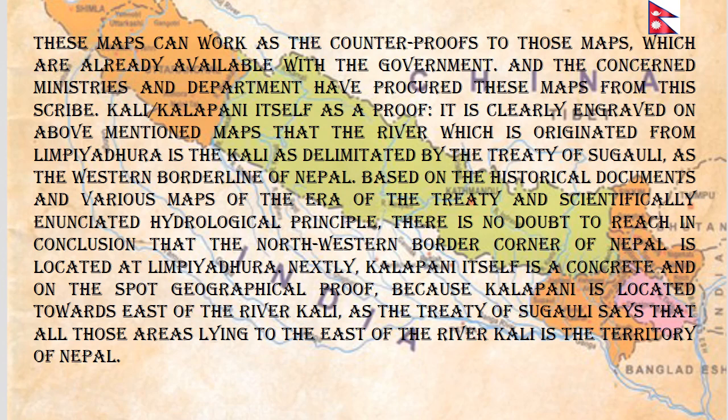Next, Kalapani itself is a concrete, on-the-spot geographical proof, because Kalapani is located to the east of the river Kali, as the Treaty of Sugauli says that all those areas lying to the east of the river Kali are the territory of Nepal.